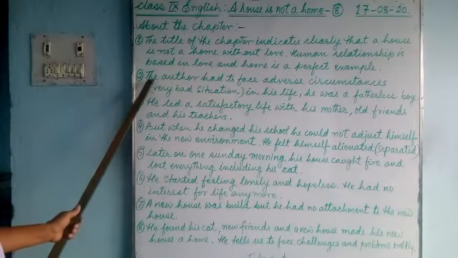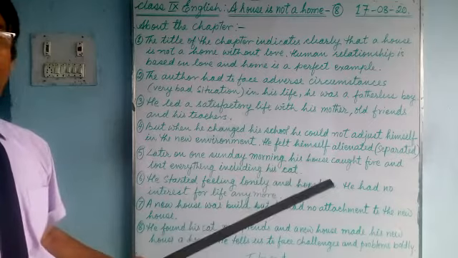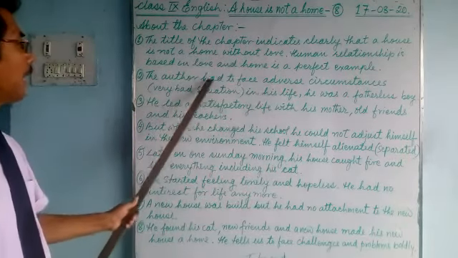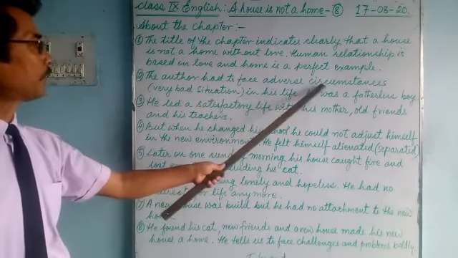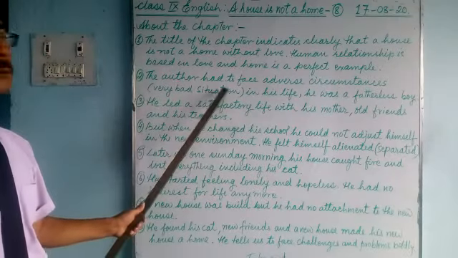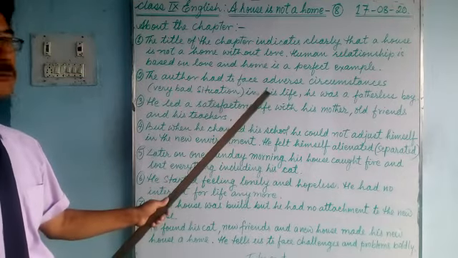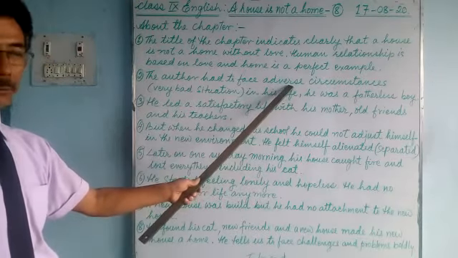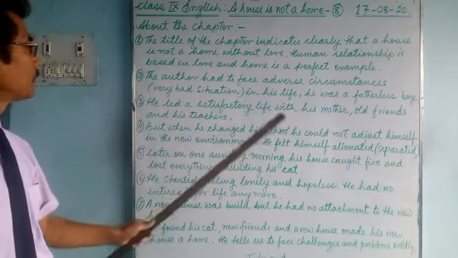Number 2, the author had to face adverse circumstances. Now here in this chapter, the author, a young boy, when he was very young, his experiences. Adverse circumstances means very bad situations. When he was very young, he had to face very difficult times. Adverse means very bad situation, condition or time.